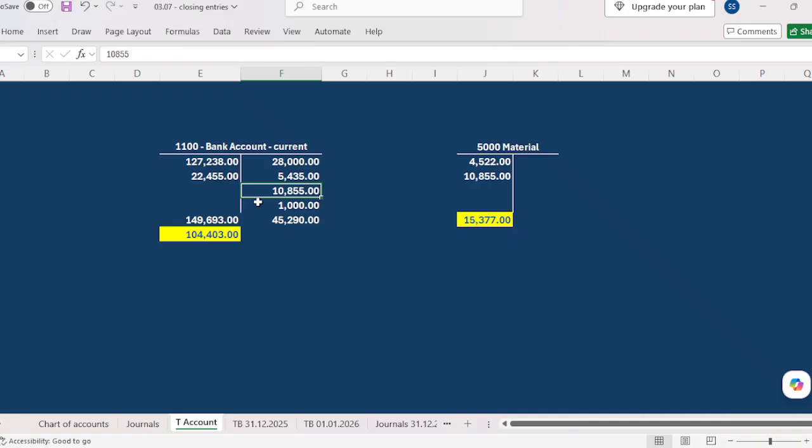So at the end of the accounting period, we need to calculate the balance of every T account, like in this situation. In the bank, I have amount in debit, amount in credit, amount in debit and in credit. In the end, the balance will be in debit for 104,403. Instead, for material, it will be in debit for 15,377. So the list of GL codes with a balance at the end of the accounting period creates the trial balance.